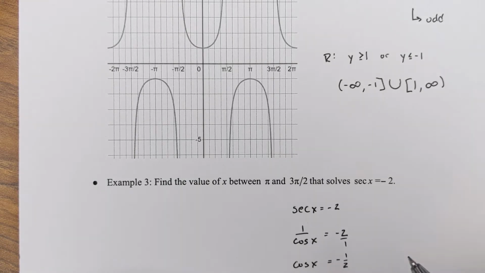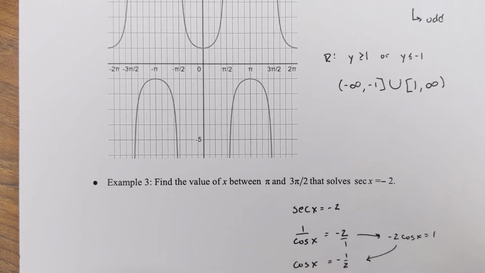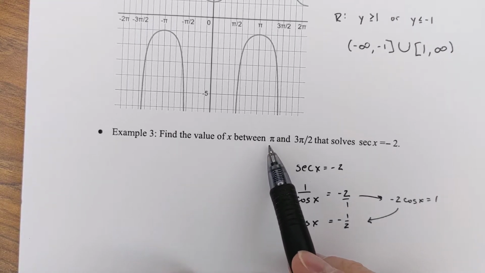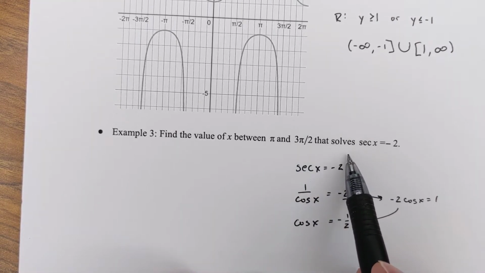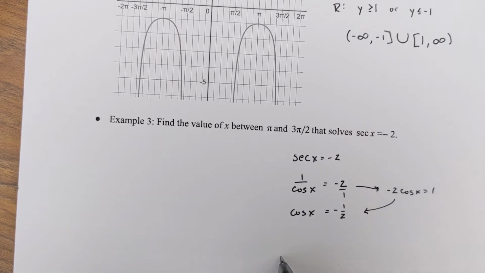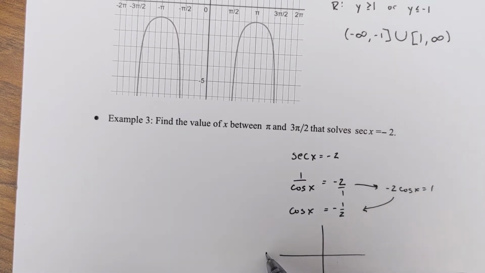The other way to think about it would be to do cross products. So this would give me negative 2 cosine x equals 1, and then you'd end up back there anyway. So find the value of x between pi and 3 pi over 2 that solves this equation. So here's pi, here's 3 pi over 2.